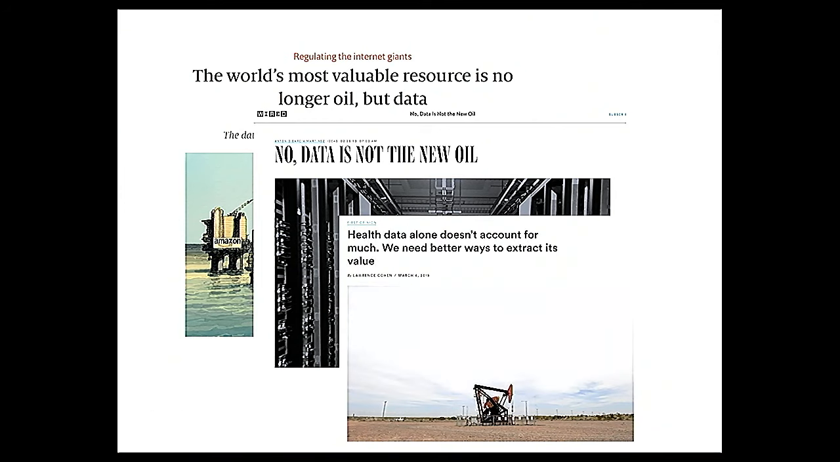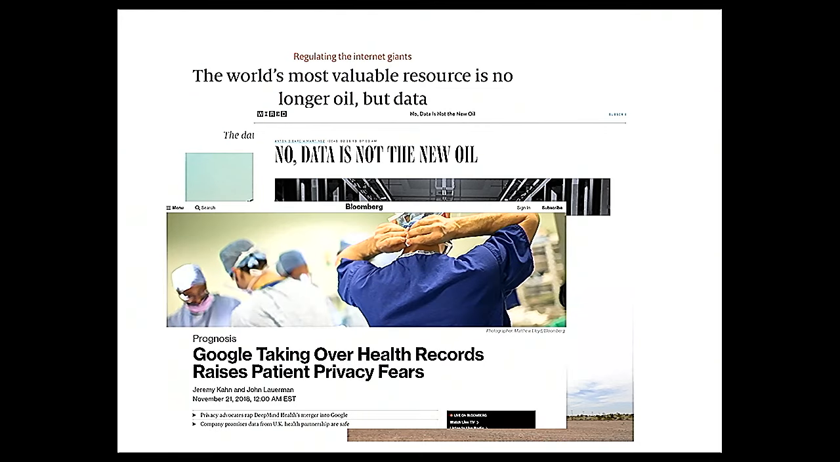And this is also true for health data. Health data alone, as this article says, doesn't account for much unless we figure out better ways to extract it. All of this, I think, is relevant to the question of consent, because if people are worried about their privacy, and we're saying to them we're using data in very valuable ways, we should be pretty sure that that's true. We have to be sure that we are using it in valuable ways, because then people might be more amenable to using their data in certain ways that we're not asking them specifically about.